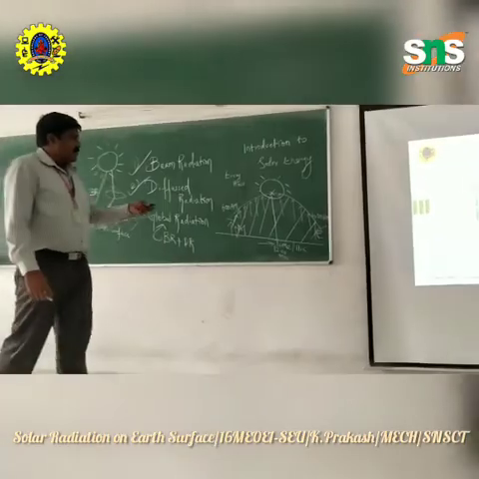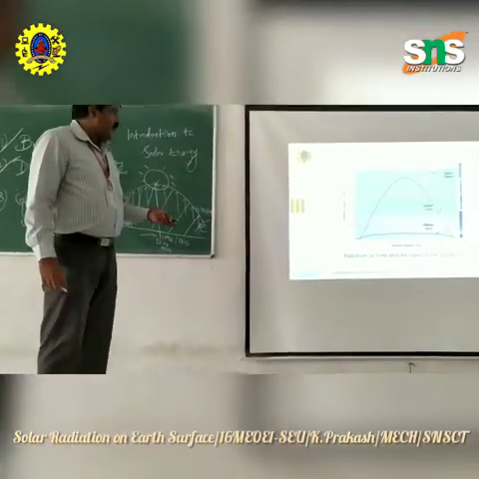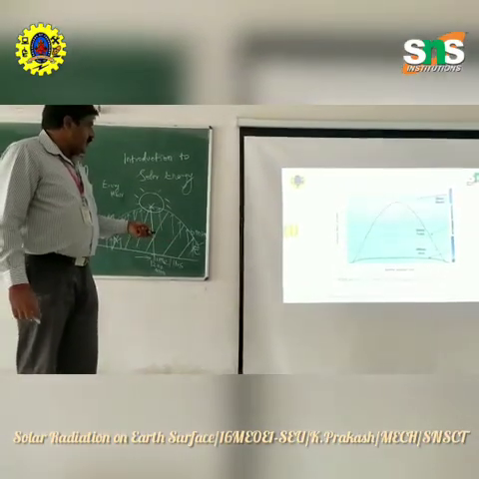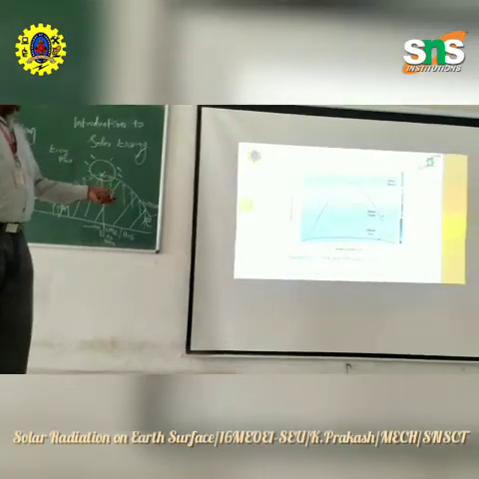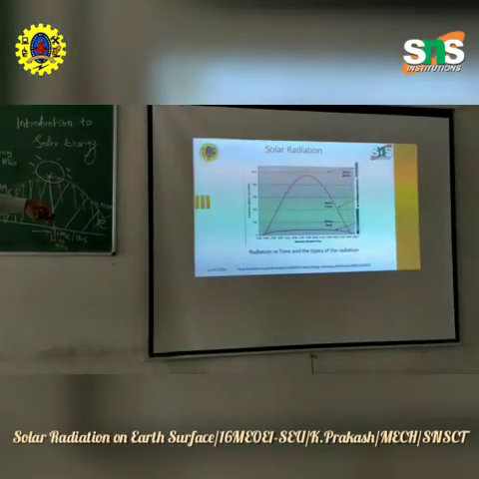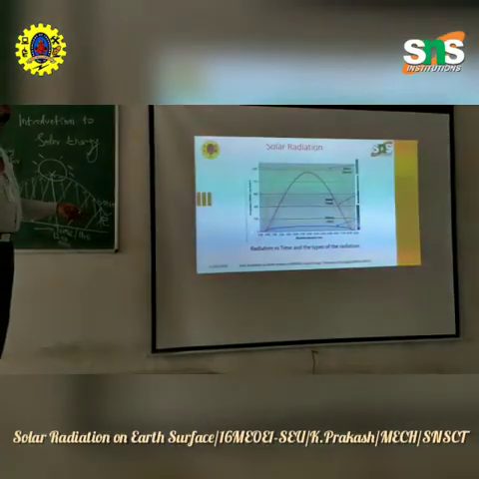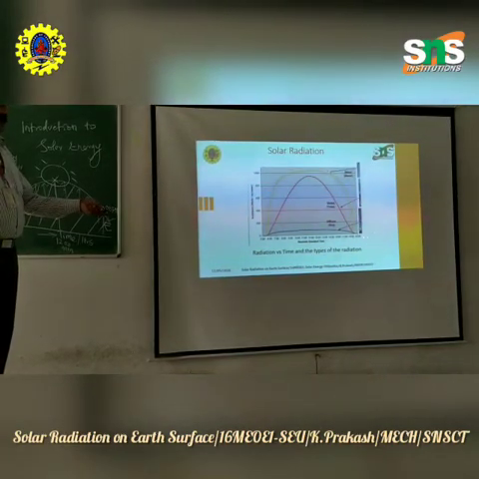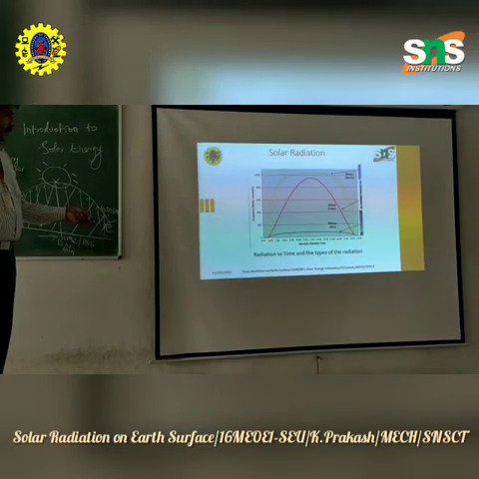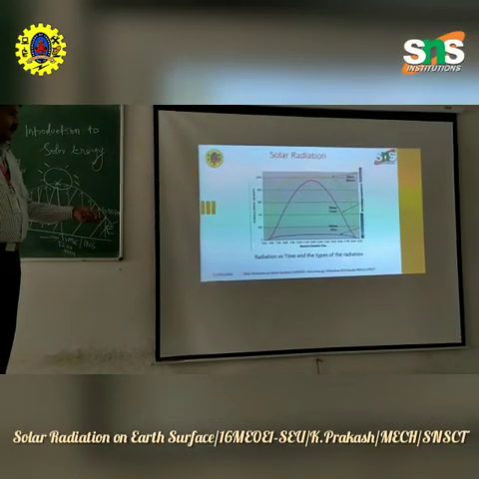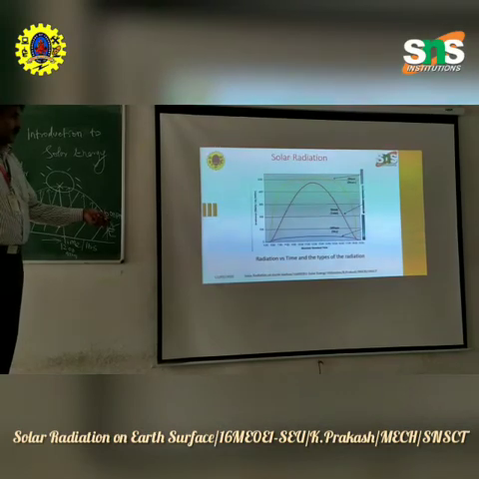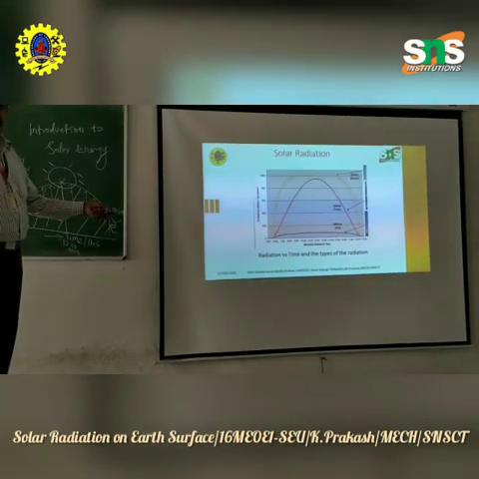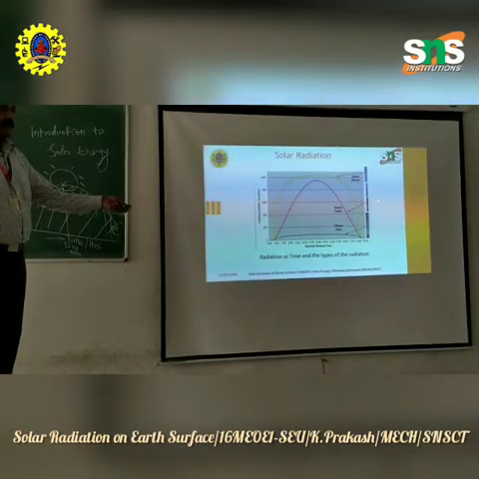So here we have made a small graph. We have taken the standard time on the x-axis and the irradiation on the y-axis. We started at 5 AM and ended at 7 PM. The graph is made for each 1 hour, from 5 to 6, 6 to 7, 7 to 8. For each 1 hour we have taken the solar irradiation and made the graph.